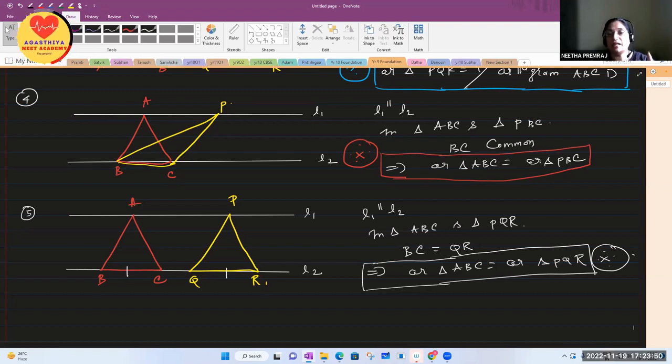Amava, adavudhu, two triangles lie on the same parallel lines, and if their two bases are equal, then their areas are equal. That's all. Okay? Got clear? Yes, ma'am. Okay. We will move to sums using this concept.